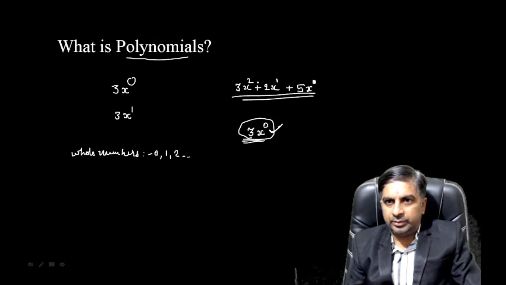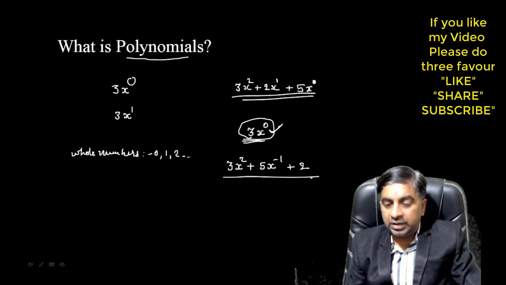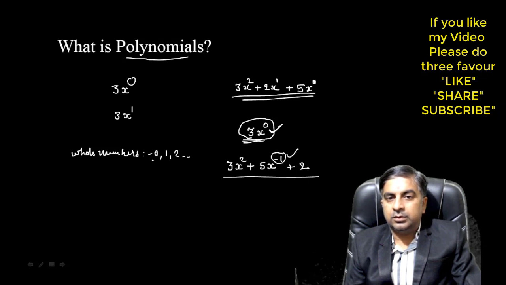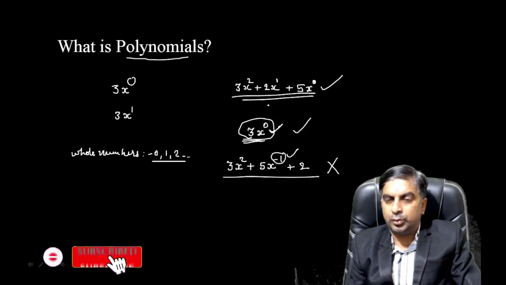So you need to keep in mind that when you have a constant and a variable, the power of that variable should be a whole number. If I say 3x square plus 5x raised to minus 1 plus 2, is it a polynomial? No, this is not a polynomial. Why? Here the power is negative and we know power should be a whole number. So this is not a polynomial. This is also a polynomial. This is also a polynomial.